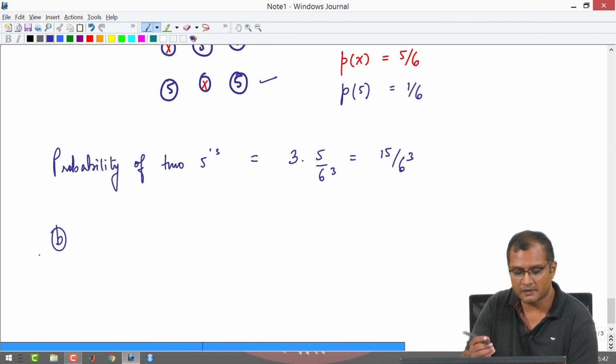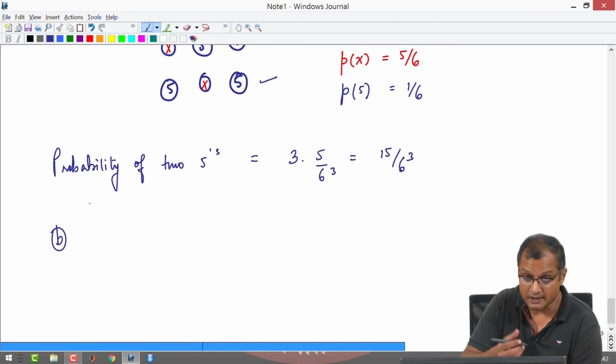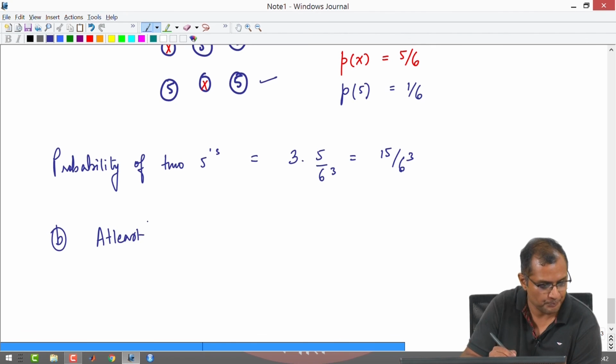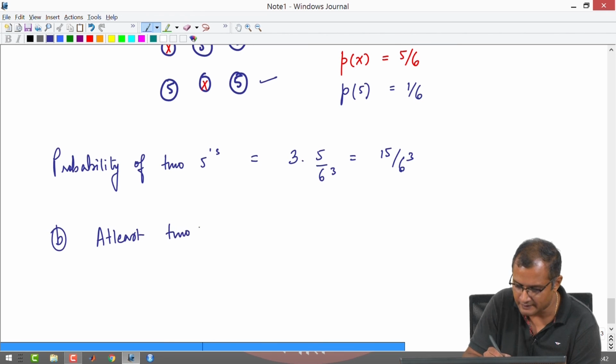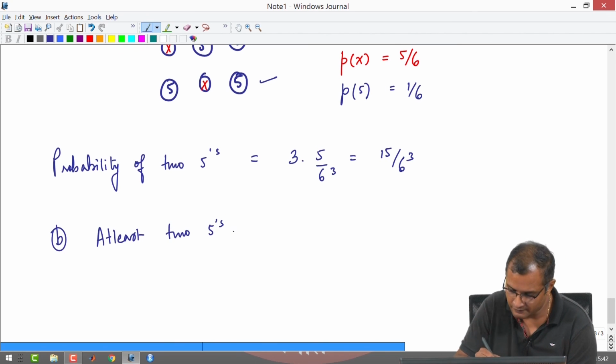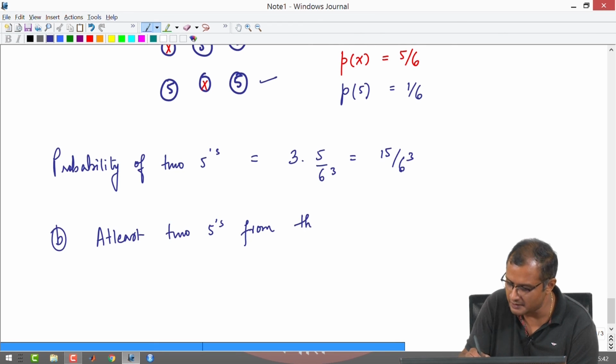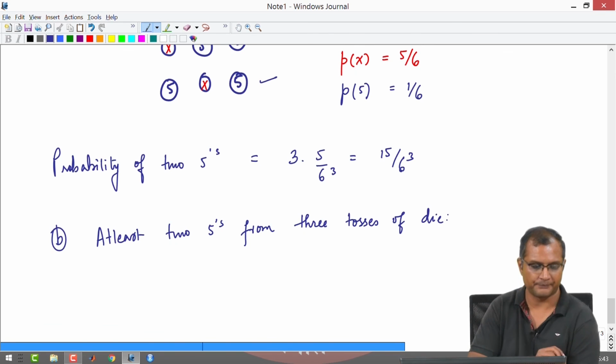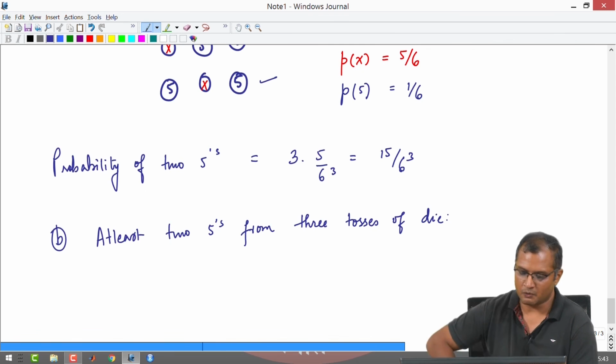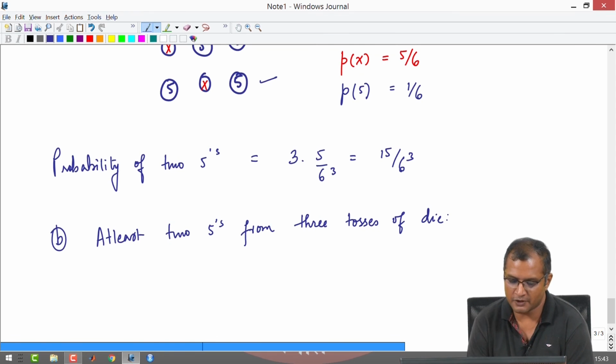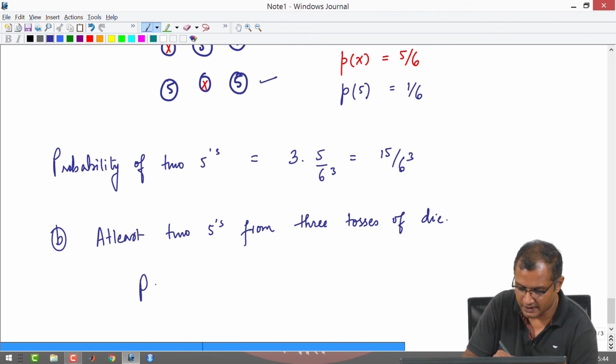You can also ask another interesting question, and that is as follows: what is the probability of getting at least 2 5s from 3 tosses of the die? Okay. So, what we solved previously was the probability of exactly 2 5s. What I am asking now is the probability of at least 2 5s.